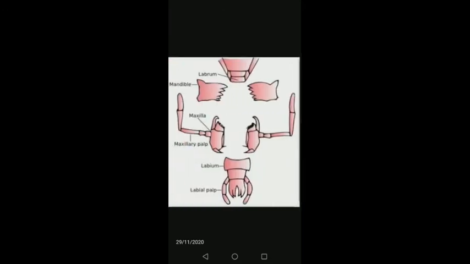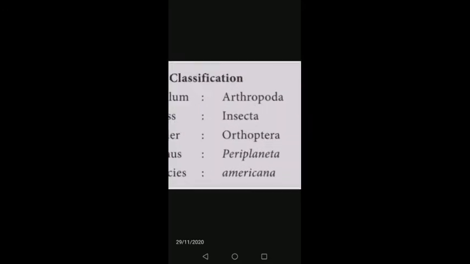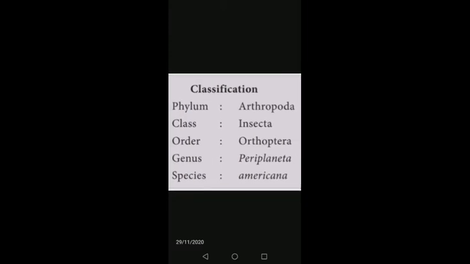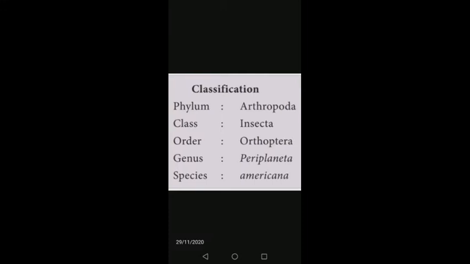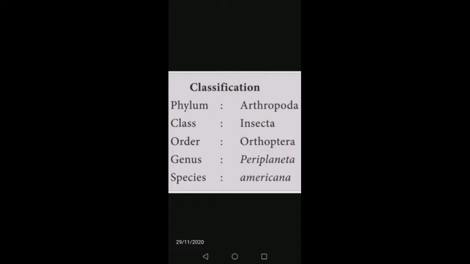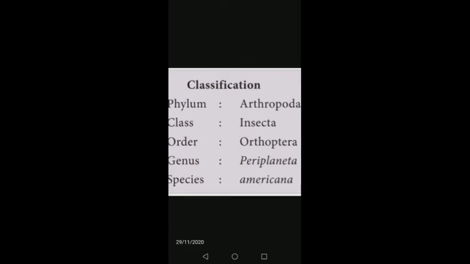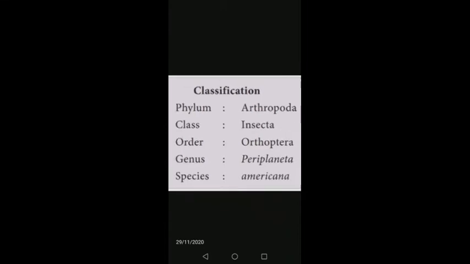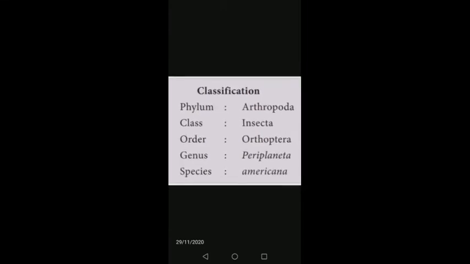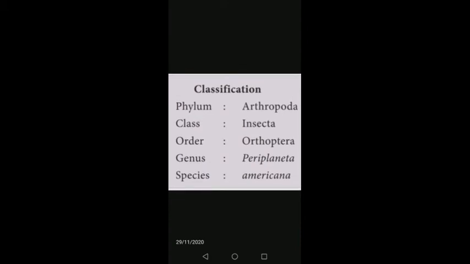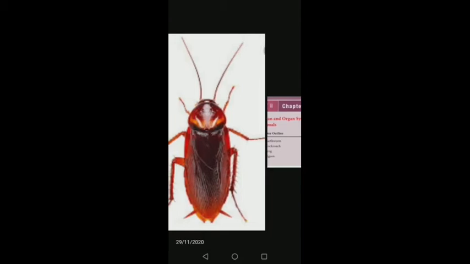Next we'll see the classification of this cockroach. Phylum Arthropoda, class Insecta, then order Orthoptera. Repeat all of you: Orthoptera. Order Orthoptera. Then genus Periplaneta, and species americana. So this is the classification of Periplaneta americana. They'll ask you for 2 marks, so just note it down.